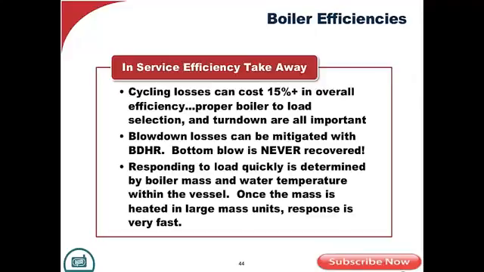In-service efficiency takeaways. Cycling losses can cost 15% or more in overall efficiency. Never capture the bottom blow, but think seriously about the blowdown heat recovery for continuous blowdown. Responding to load quickly is determined by the boiler mass and the water temperature within the vessel. Keep those all in mind. There's good arguments for modular type low heating surface boilers, but there's also good arguments for a larger mass boiler too. It depends upon the application.